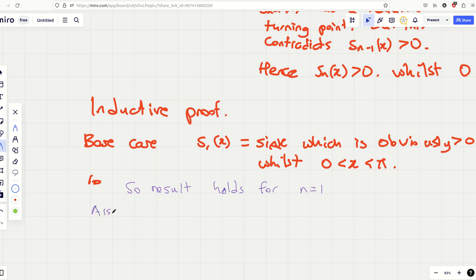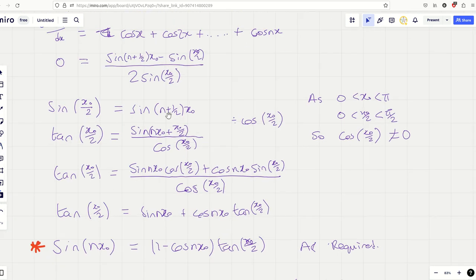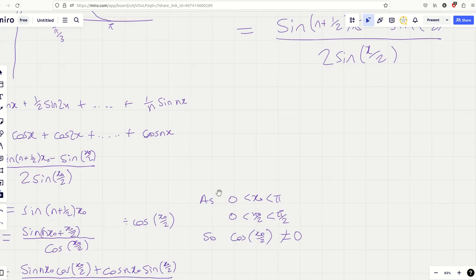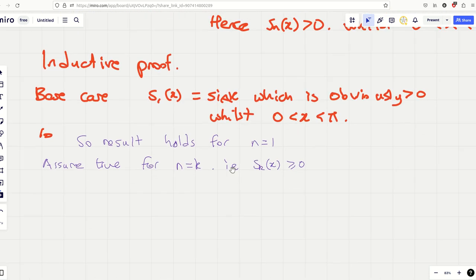Now let's assume true for n equals k, i.e. Sk of x is greater than or equal to 0. And I think they're doing greater than or equal to 0 here. Let me just check, because you're going to be precise. Yeah, Sk of x is greater than or equal to 0 for 0 to pi. Yes, I shouldn't be using strict ones in that first bit of my proof. Yeah, and it's obvious for 0 and pi, it's pretty obvious, whilst 0 is less than or equal to x is less than or equal to pi.